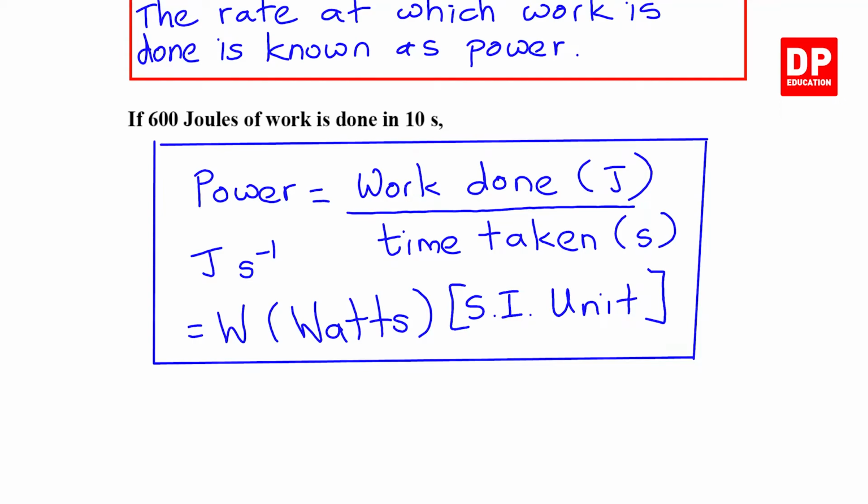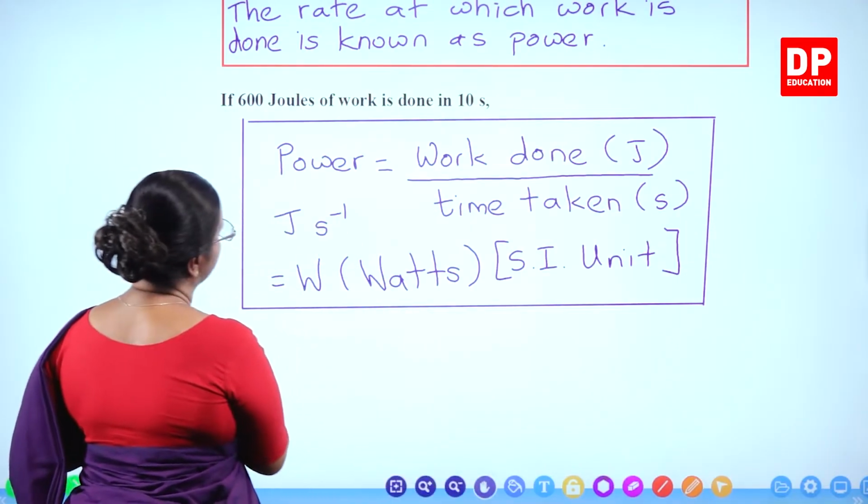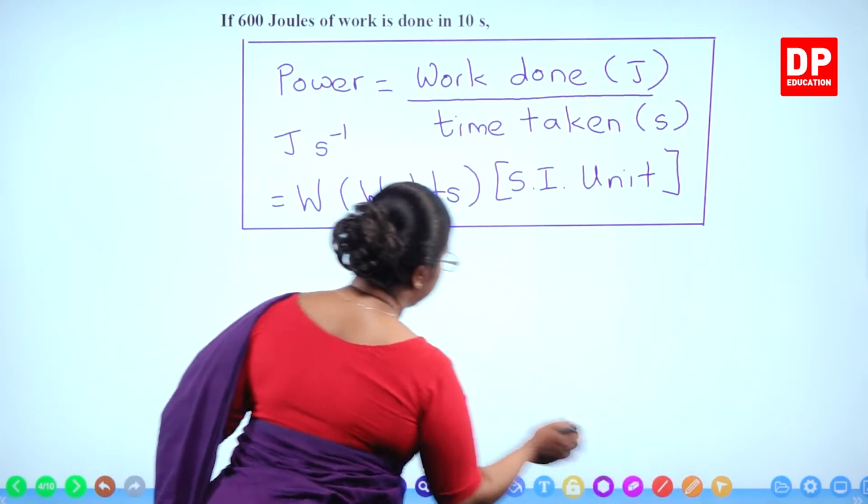So power is given by the equation: work done, in joules, divided by time taken, in seconds. When you divide joules by seconds, you get joule per second, which is equal to watts. Watts is the SI unit of power. So here, if we calculate the work done in a unit time, that is power.